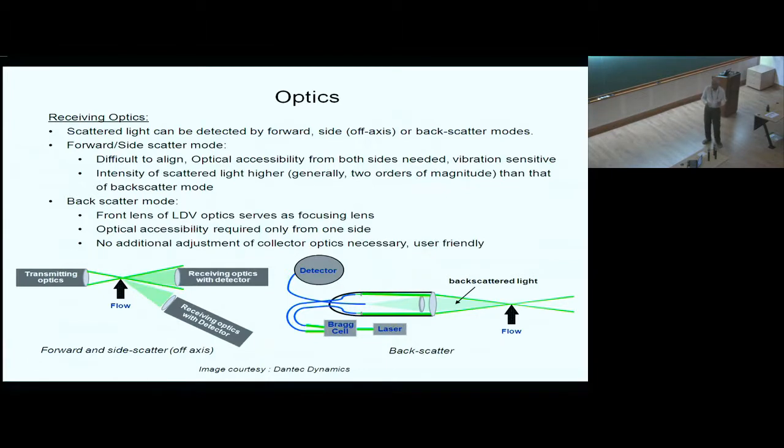So as a result, currently most of the LDV systems are backward scattering, where everything is in one place, that is both the laser and the detector. You look at the backscattered light, but the only disadvantage is that it has much lower intensity, so you need much more sensitive sensors. But the biggest advantage is that you don't need to align the system each time. So nowadays you get very, very small LDV systems which you can just essentially carry around.